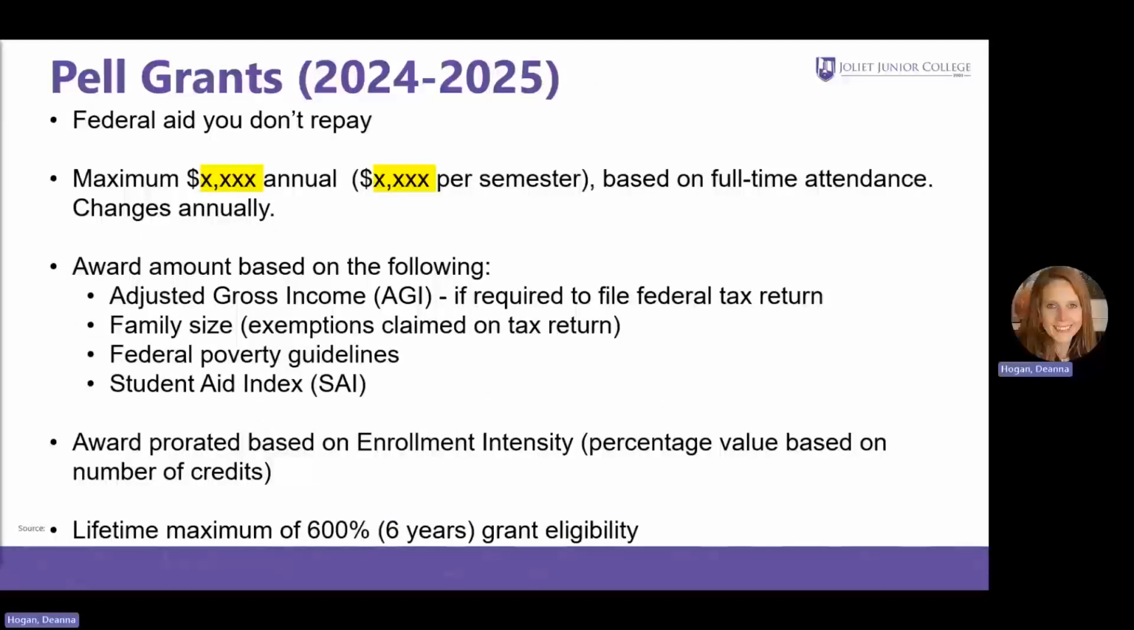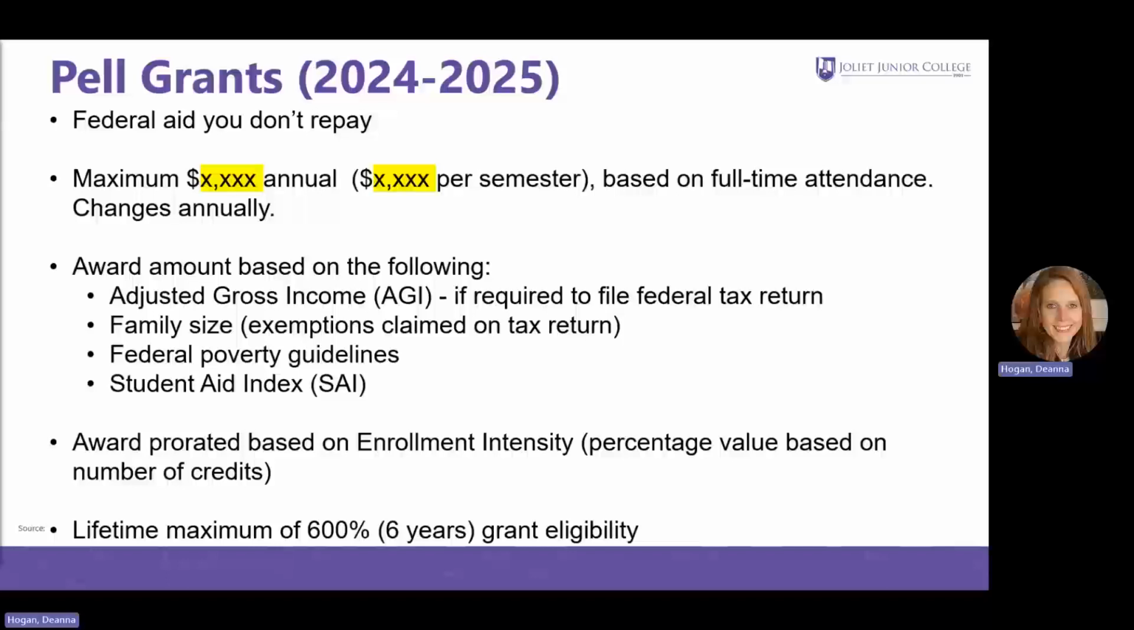For 2024-2025, Pell Grant is still federal aid that the student does not have to repay as long as they attend and successfully complete their classes. The maximum annual amount changes yearly. As of the date of this recording, the 2024-2025 amount has not yet been released.